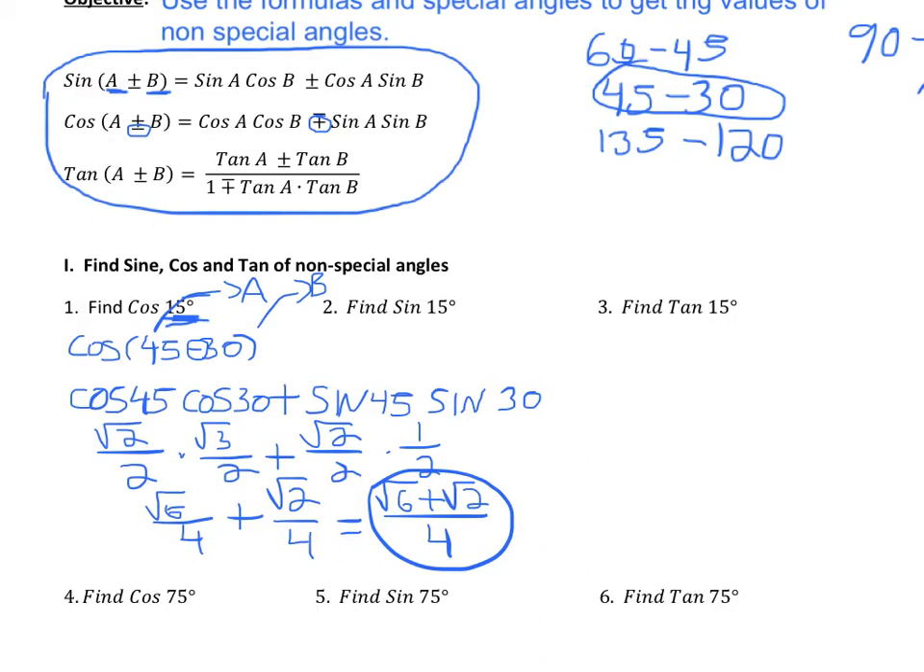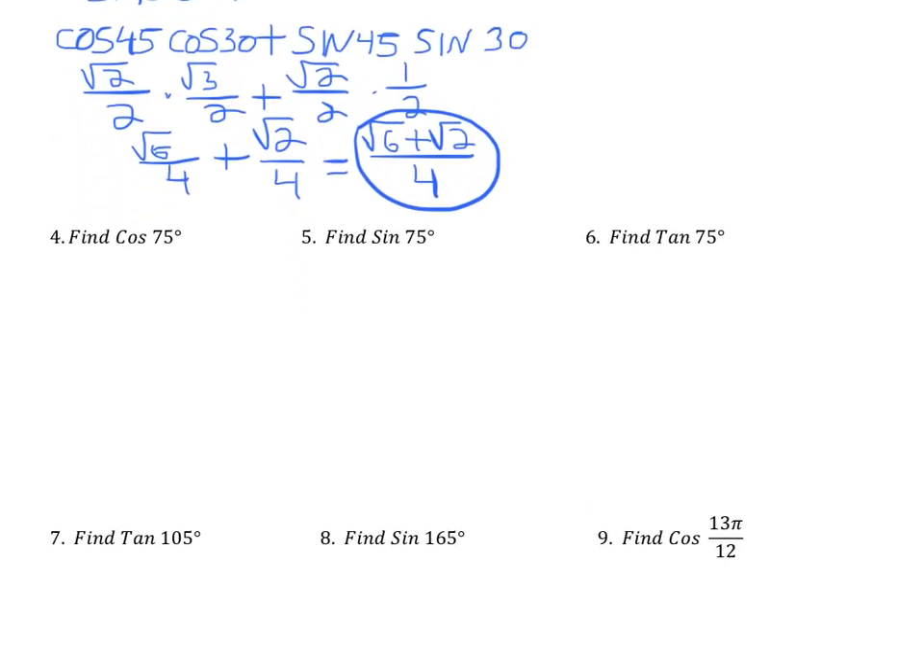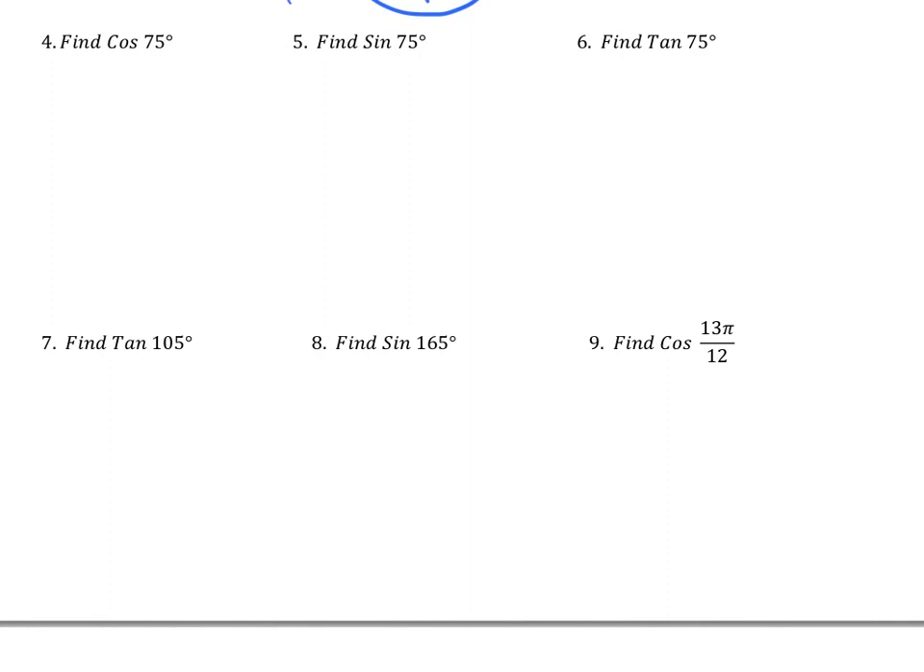If I wanted to do, I'm going to skip down to number 5. I'm going to do sine of 75 degrees. Well, I actually could use the same angles. Now, sine of 75, I could just add 45 and 30. So I could rewrite this as the sine of 30 plus 45. So 30 is like saying that's A in the formula, and 45 is like saying it's B in the formula.